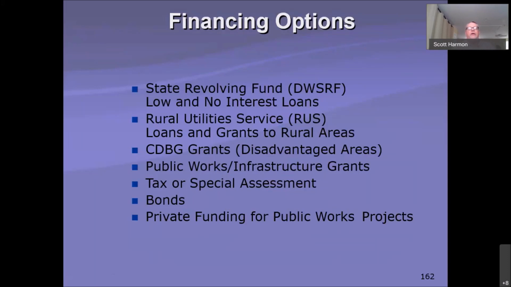So there are different ways that we can look at financing, not just for arsenic, but for other things that may be needed at plants. And on the wastewater side, the same things apply.